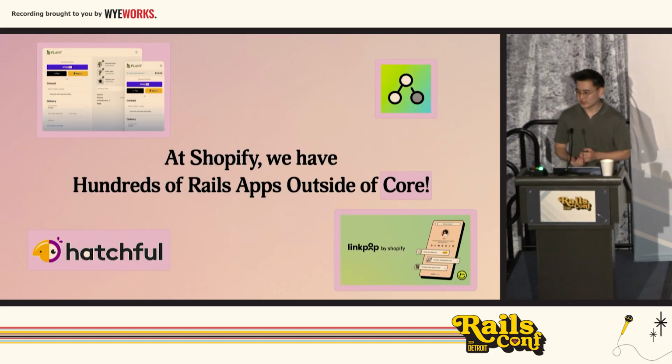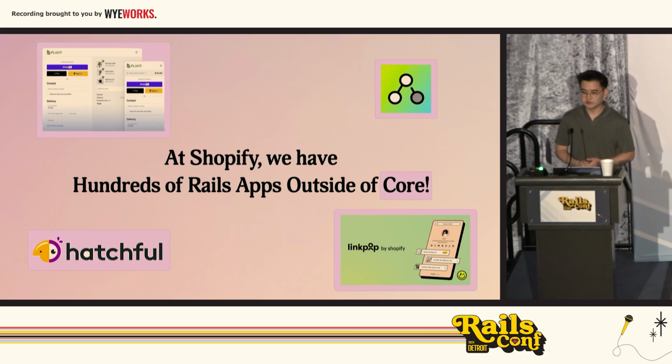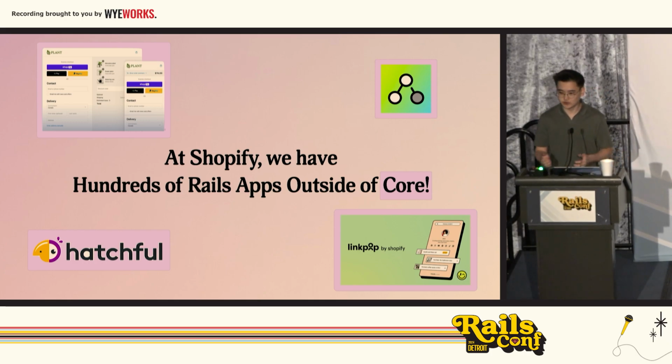For some context, at Shopify, we have hundreds of Rails apps that are outside our core monolith. The majority being internal apps and libraries that are critical for merchants or the respective teams that they belong to. This can include Rails apps such as those that power our checkout carts, automation tools like Shopify Flow, and merchant-focused web apps such as the logo creator Hatchful and link in bio app Linkpop, just to name a few. You may have used some of these.